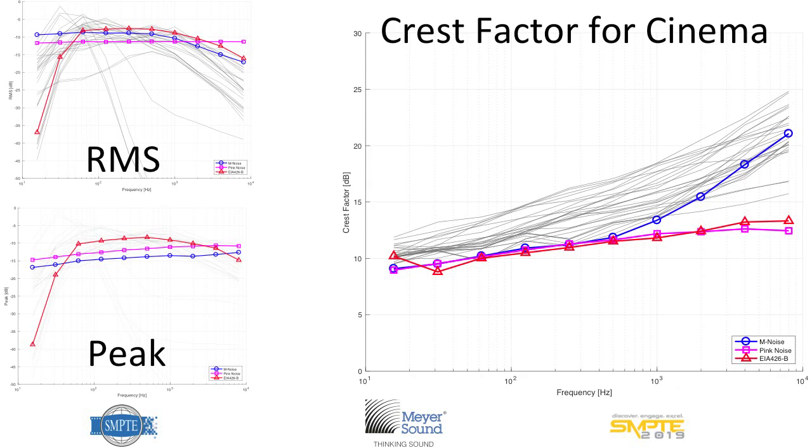We have a number of clips of different movies that include speech and music and action, you know, a horse battle scene, all the kinds of things that you would think might be interesting in the audio of a movie. And so again, we see that the RMS levels go down at higher frequencies, and the peak levels not nearly as much. And the crest factor, again, without exception, rises with frequency dramatically more than our standard test signals.